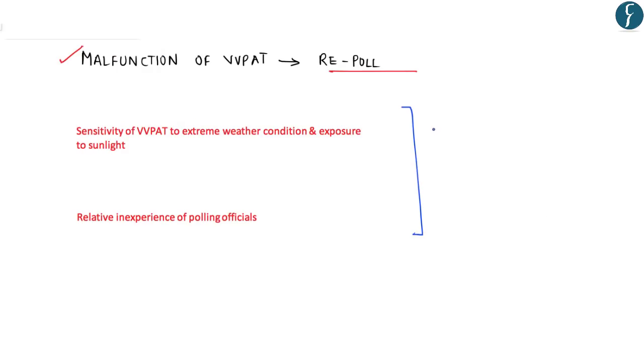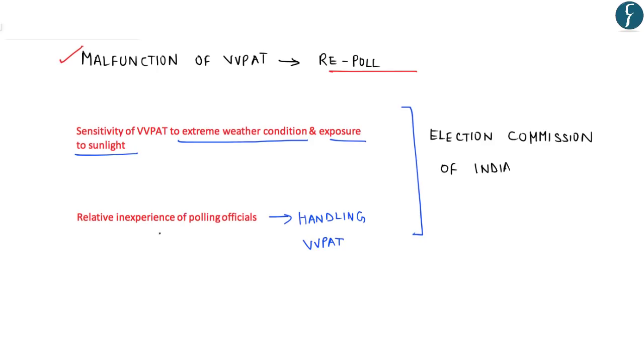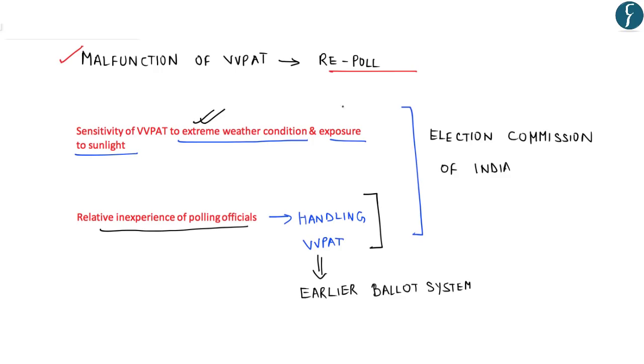Regarding the recent glitch which happened in the by-poll, the Election Commission of India has suggested that these machines were more prone to malfunctioning due to sensitivity to extreme weather conditions and exposure to sunlight. Further, the Election Commission also blamed the relative inexperience of polling officials in handling the VVPAT as compared to the earlier ballot process. So in this regard, we understand that sensitivity of VVPAT to extreme weather conditions and exposure to sunlight can become one of the key challenges in conducting upcoming state assembly as well as Lok Sabha elections.